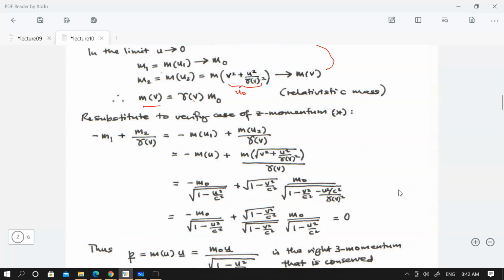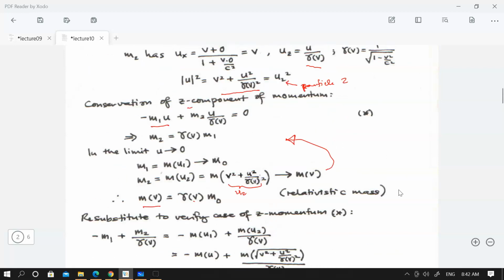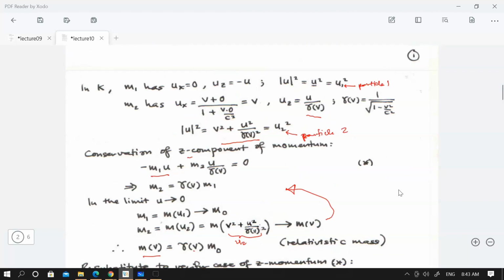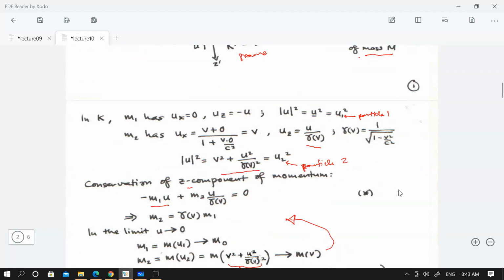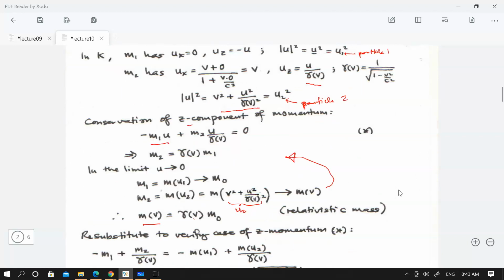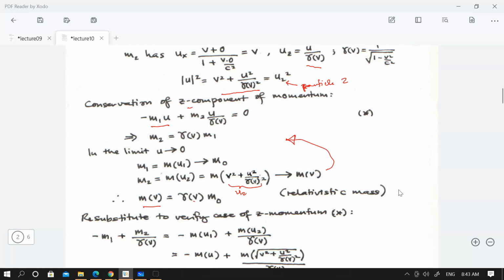Now, how are we sure that this actually works? Okay, we can essentially substitute back to the equation that we had earlier. Which equation is that? Oh yeah, sorry, equation star. Okay. So then we can plug in what M1 is and what M2 is.